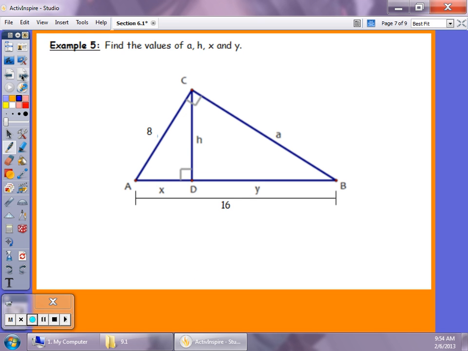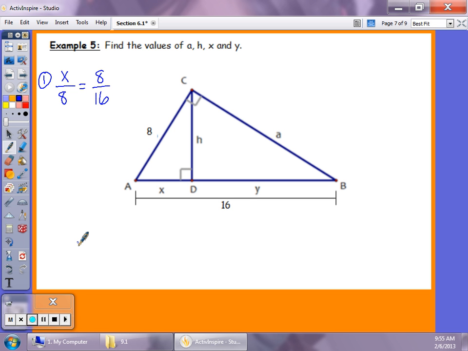So based on corollary 2, let's look at example 5. We're going to find the values of a, h, x, and y. So let's always start with our geometric mean, which is h. So we know that x over 8 is going to equal 8 over 16. Okay. So x over 8 represents the short leg of the small triangle over its hypotenuse, and 8 over 16 represents the short leg of the large triangle over 16, which is its hypotenuse.